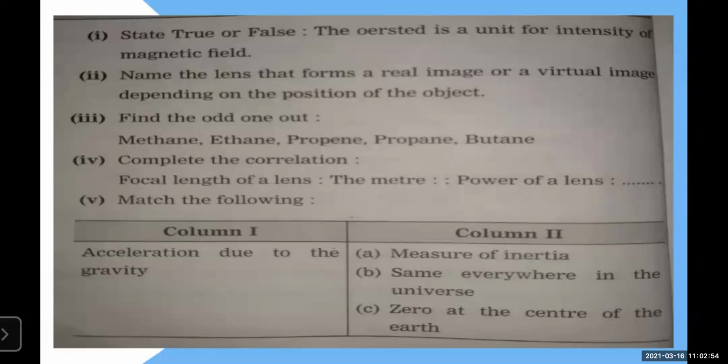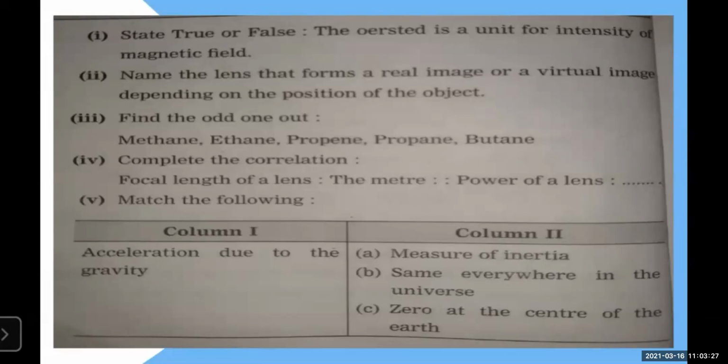What is given next? Power of lens. So focal length of the lens is measured in meter. So power of lens is measured in what? It is measured in diopter. Okay, the answer will be diopter. So like that, you have to understand the first relation. The measuring unit is given. So power of lens measuring unit is diopter. Okay, write this line in your exam: focal length of a lens, meter; power of a lens, diopter.